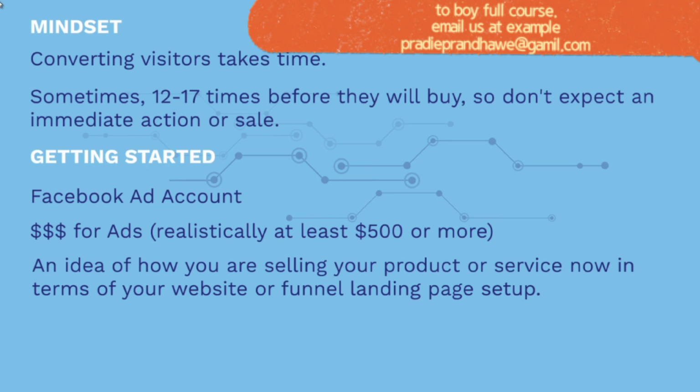You'll also need to have an idea of how you are selling your product or service in terms of your website and your funnel landing page setup, meaning how many pages do you have in your funnel? Do you have 3? 4? 5? You want to have an idea of that before you get started, because it'll start to make sense once I show you around. And of course, you'll need some sort of mind map or flowchart software. It will help you map out your own plan of attack so that you will be able to successfully implement everything that we're teaching you.